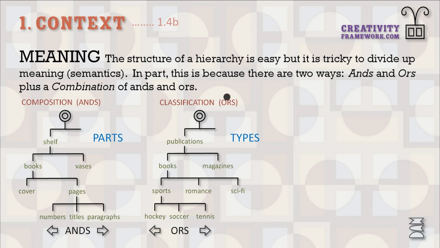Second one is classification, or ors. So these are types of things. So not parts of things, but types of things. So of everything, there are these things called publications. And for type of publication, you could have a book, or you could have a magazine, or you could have a whatever. And types of books, you might have a sports book, or a romance book, or a sci-fi book. And types of sports, I guess, would be hockey, soccer, and tennis. Okay, so you have one of those things. So you have hockey, or you have soccer, or you have tennis. Now it's a little tricky because you can say that hockey and soccer and tennis make up sports. And the theory behind that maybe is composition is real. Classification is just a structure we put on top. But composition lives even within classification, the act of classifying. Yeah, that is the theory.